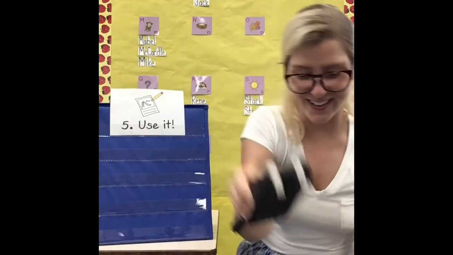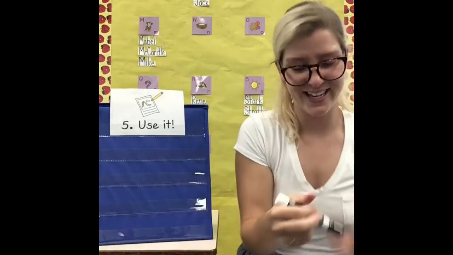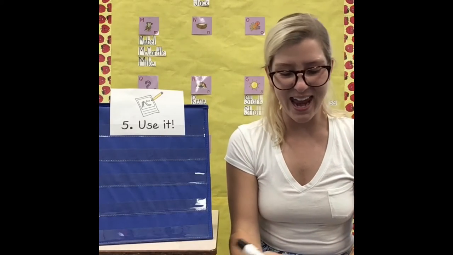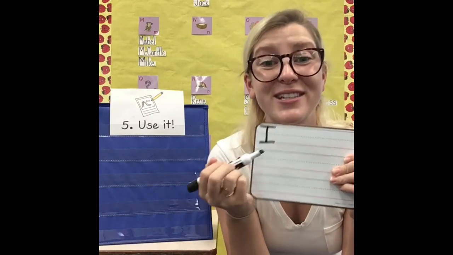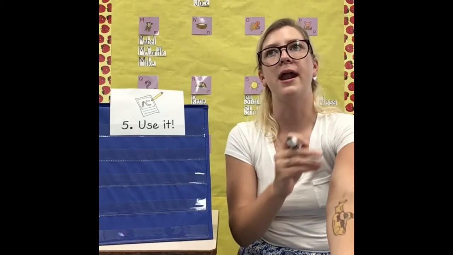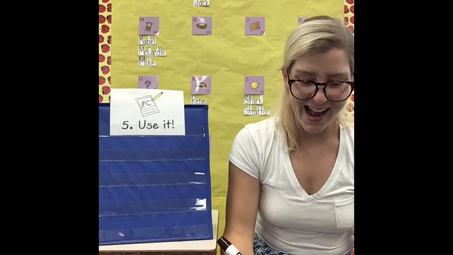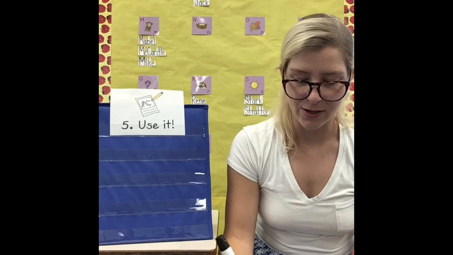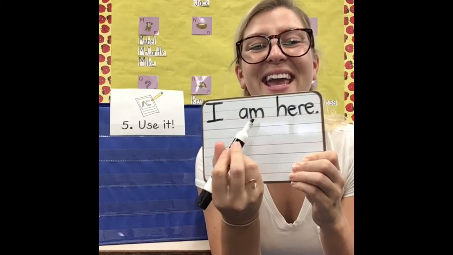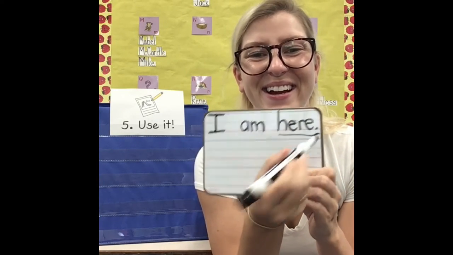Step 5 of studying a word is to use it. Let's use the word here in a sentence. I am here. I know that I looks like this. That's a word we know. Uppercase I. Am. Let me sound that out. A. M. I am here. And I'm ending my sentence with a period. I am here.